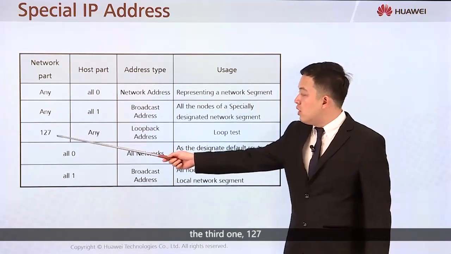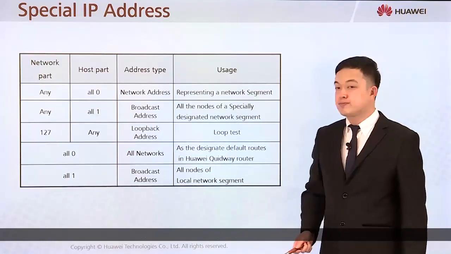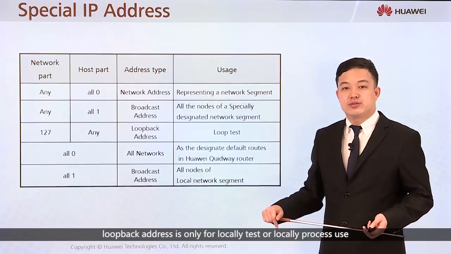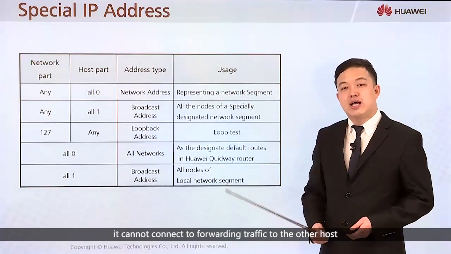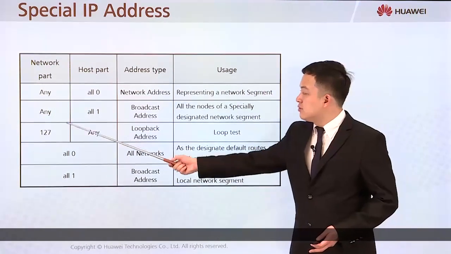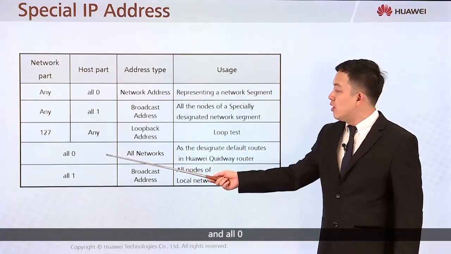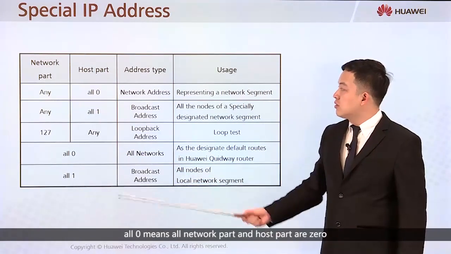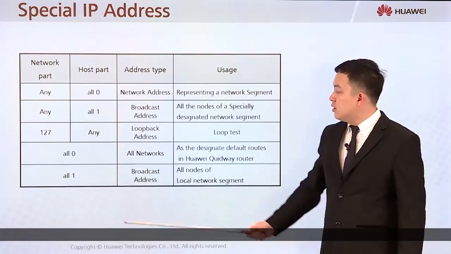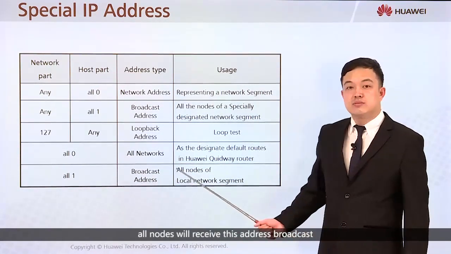The third one is 127, with the host part any. This is called the loopback address. The loopback address is only for local testing or local process use. We cannot connect to or forward traffic to other hosts like this. It is only used locally. And all zero means the network part and host part are all zero. That means a default route. If all one, that means a broadcast address. All nodes will receive this broadcast.